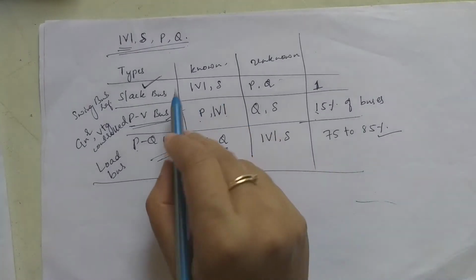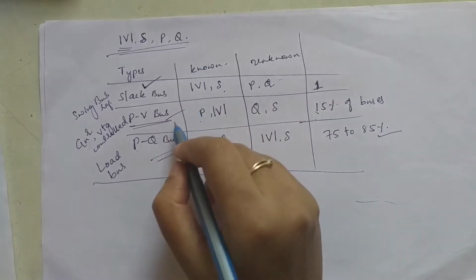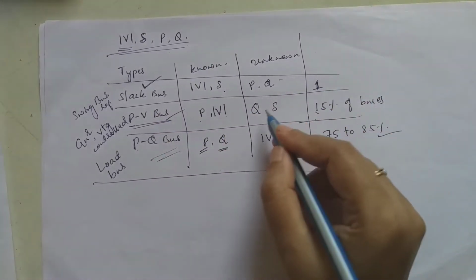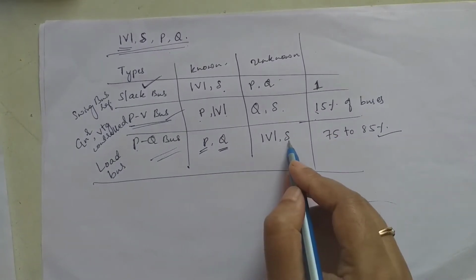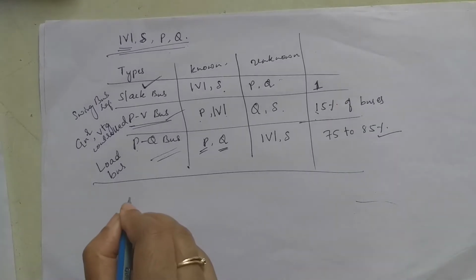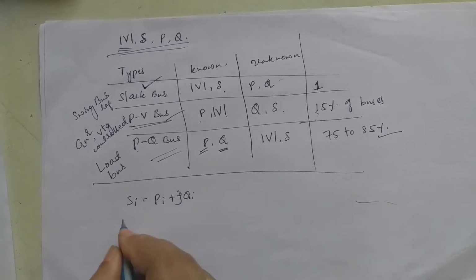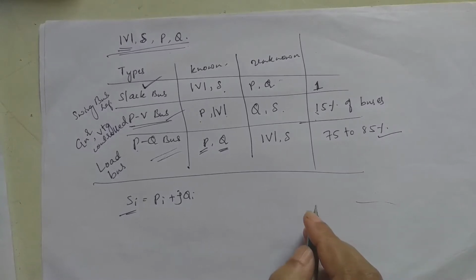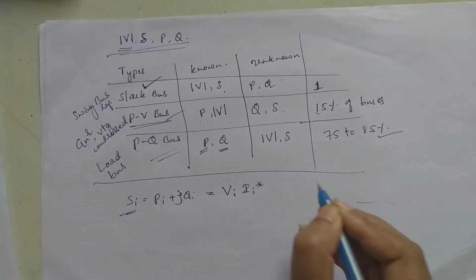So in slack bus V and delta are known, P and Q are unknown; in PV bus P and V are known, Q and delta are unknown; in PQ bus P and Q are known, V and delta are unknown. From the load flow problem, we already know Si is equal to Pi plus jQi. Si means the complex power, which is equal to Pi plus jQi, which is also equal to Vi into Ii conjugate.